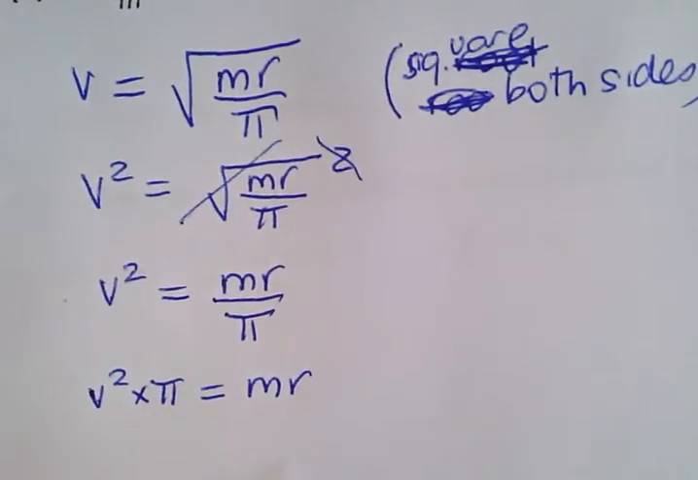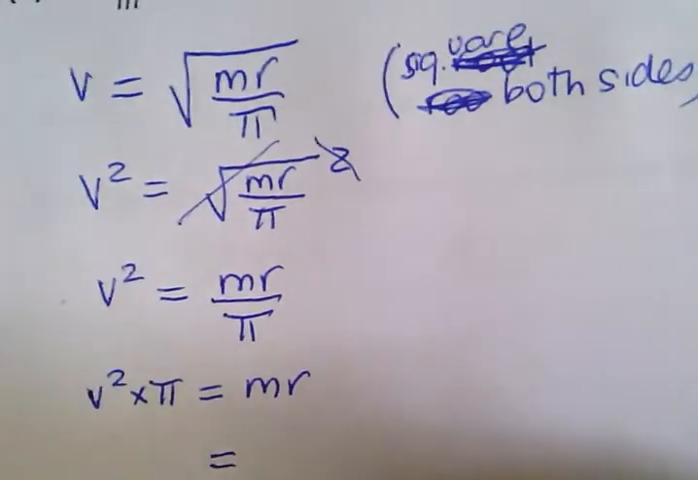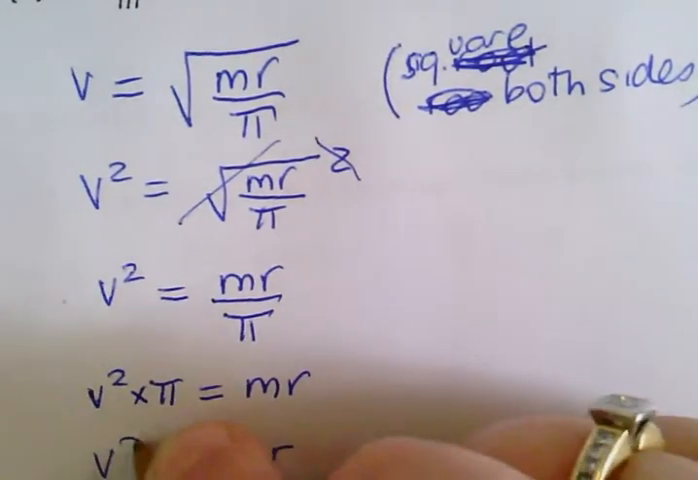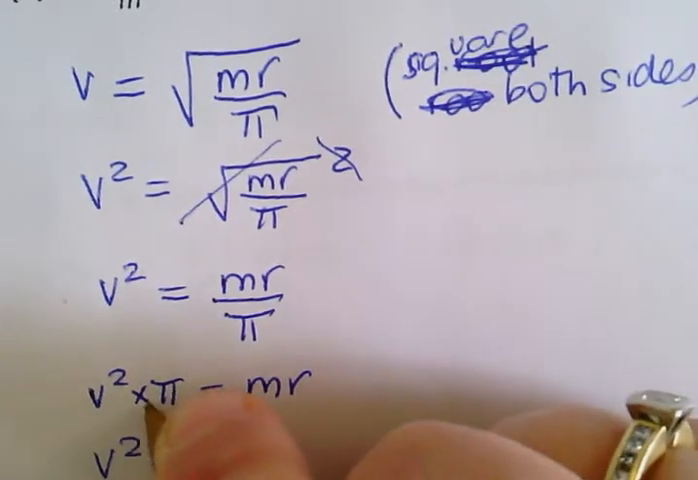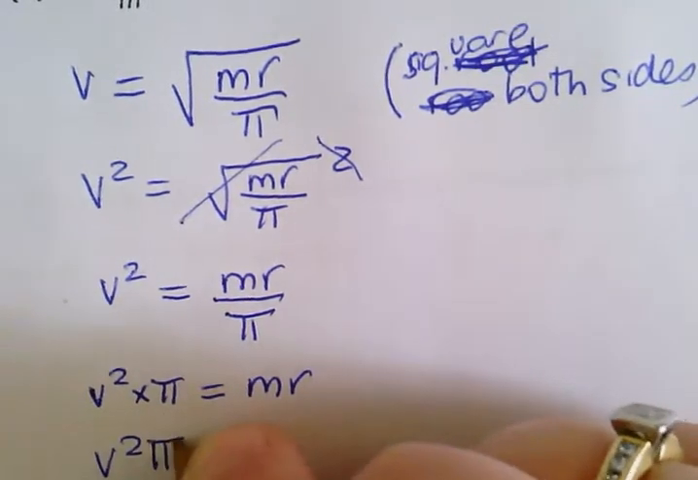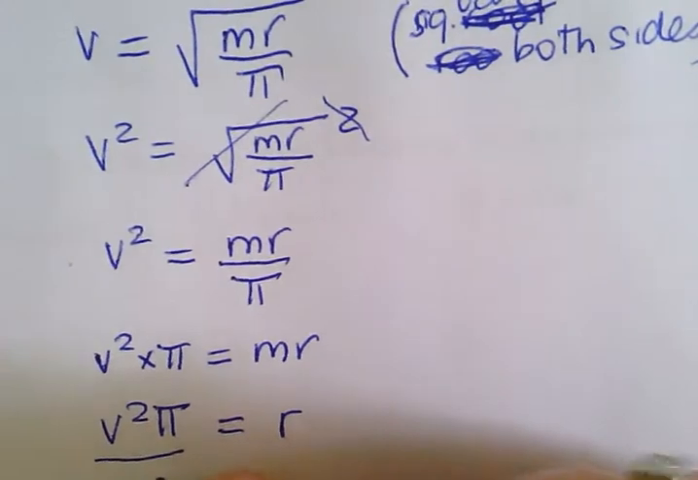And now I need the R on its own. What is the R attached to the M with? Because I can't see a plus, minus, or divide. It's a times. The inverse operation of multiplying by M is dividing by M. So we divide by M. Now instead of writing V squared times pi, I can just write V squared pi divided by M.